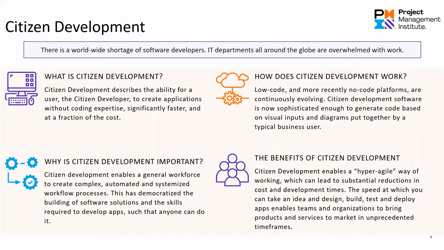So how does it work? Low-code and more recently no-code platforms are continuously evolving. Citizen development software is now sophisticated enough to generate code based on visual inputs and diagrams put together by a typical business user. An example of this might be a platform that allows you to build a website using just drag and drop functionality. You might think of an example like Squarespace, where you don't require any coding knowledge, but can drag and drop in the features that you want in order to design the website that you need to support your business.